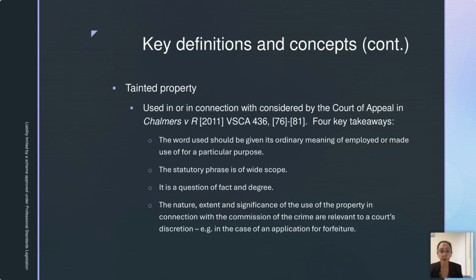So there are some 4 key takeaways here about what tainted property used in or in connection with might mean. But essentially it's a matter of fact and degree. And the Court of Appeal has found that there need not be any substantial use.